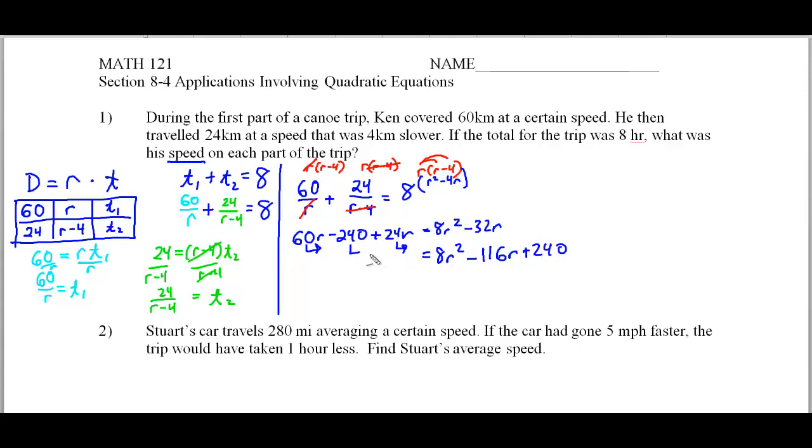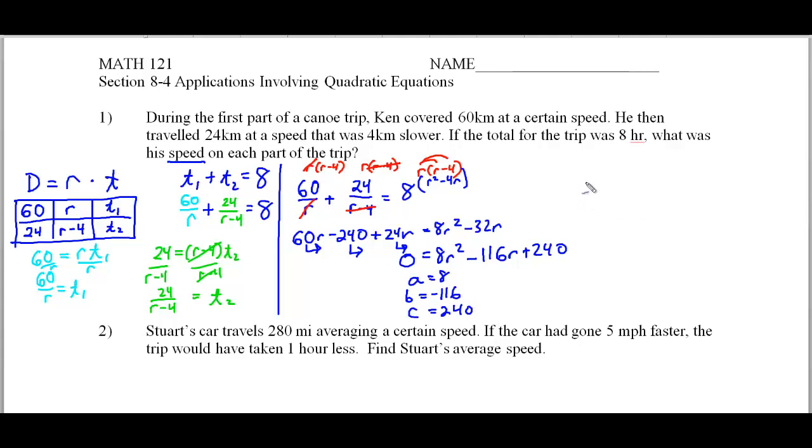Now since I moved everything to the right hand side, the only thing on the left hand side is 0, which means I now have my quadratic where a is equal to 8, b is equal to negative 116, and c is equal to 240. Now this is the part I'm not going to compute all the way down for you.